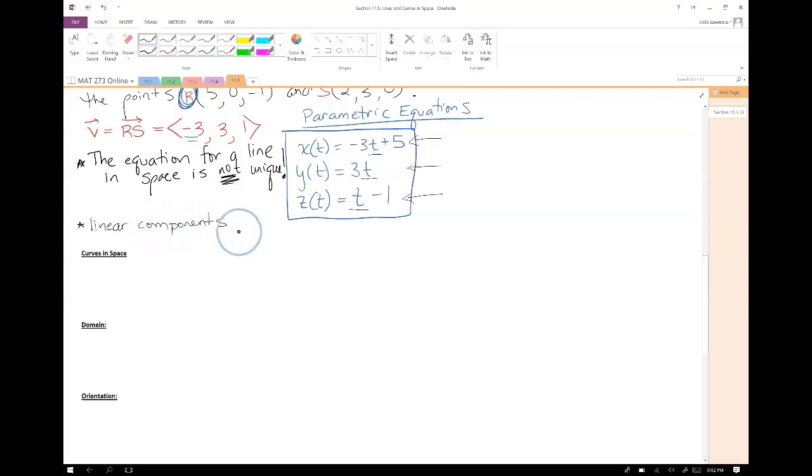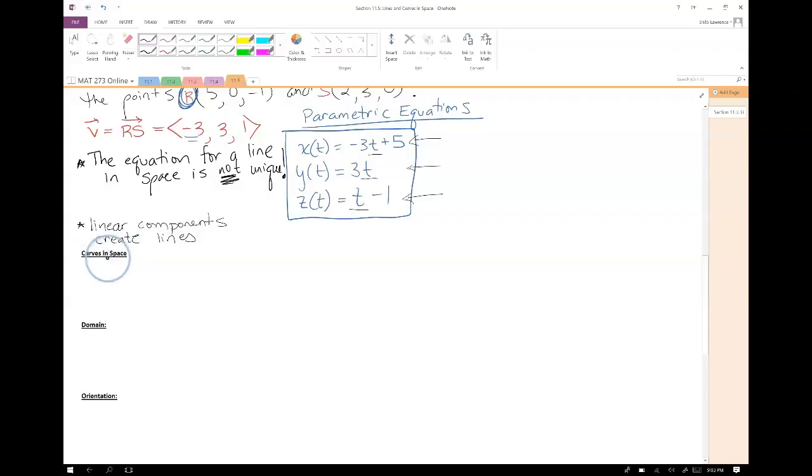But we're not limited to just linear components. We can have any type of function we want in there, and our curve in space will take on a similar shape to the types of functions that we see in the components.